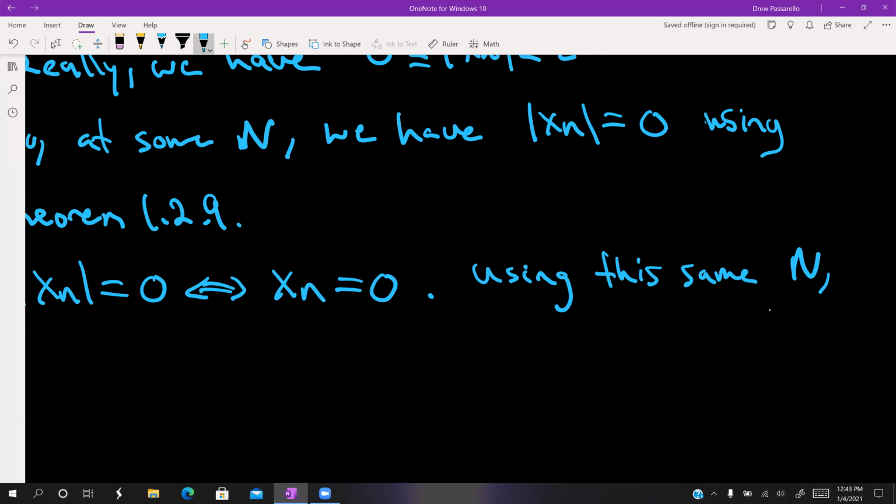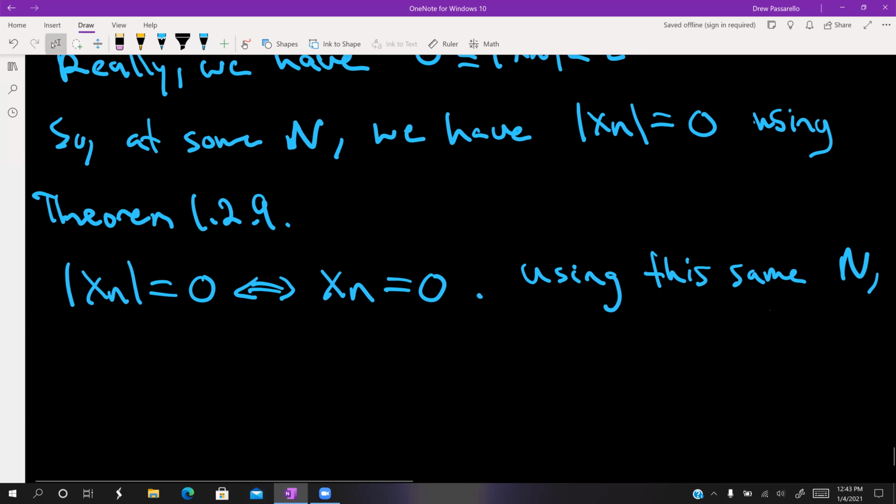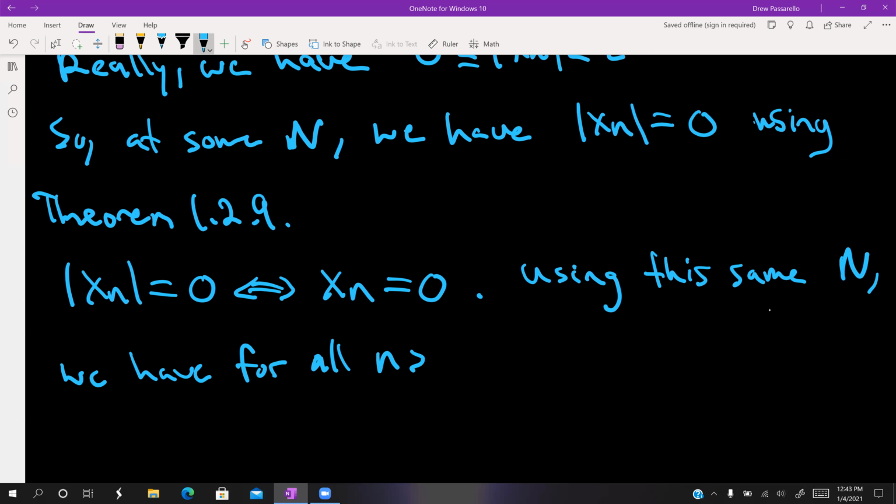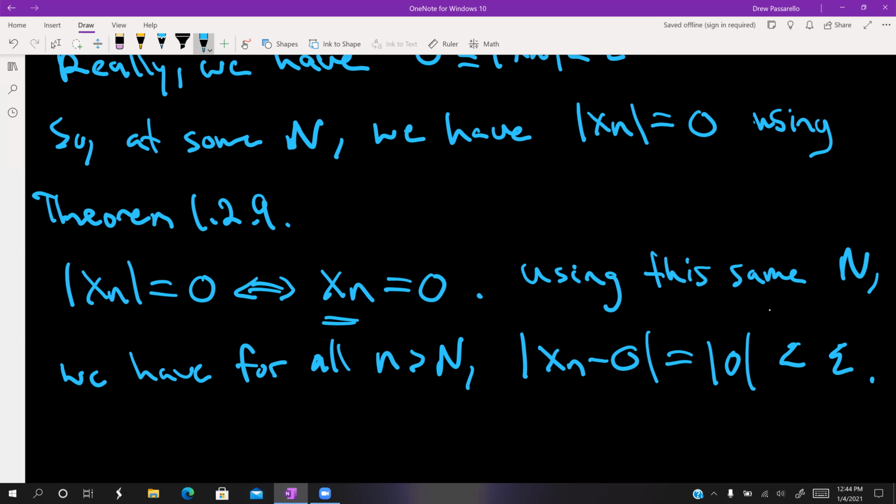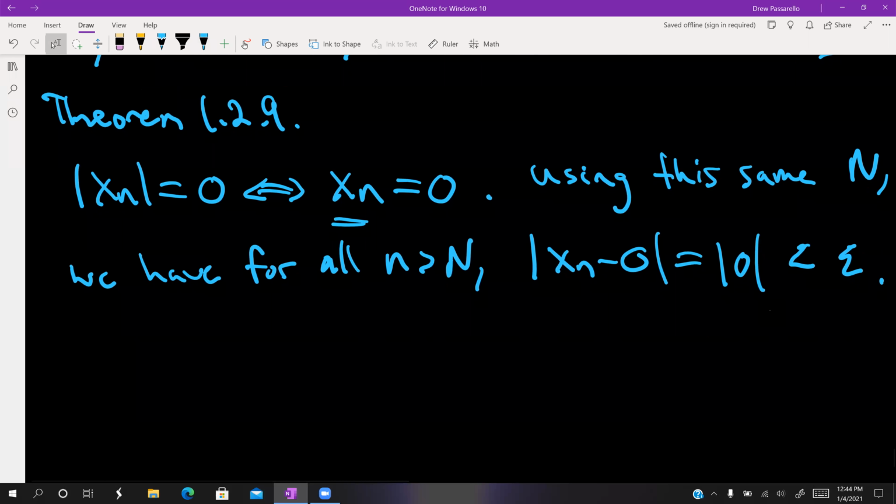we have for all little n bigger than capital N, the absolute value of xn minus 0 is just equal to the absolute value of 0, because xn is 0 for this particular cutoff point. So that's going to equal the absolute value of 0, which is less than epsilon. So that completes the proof.